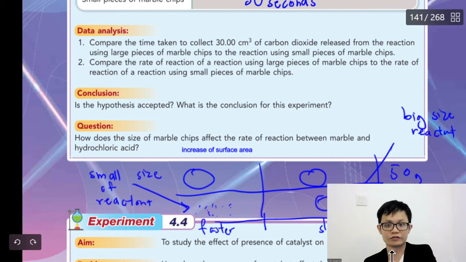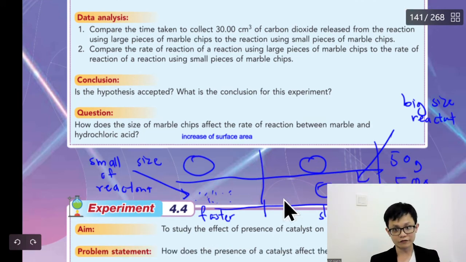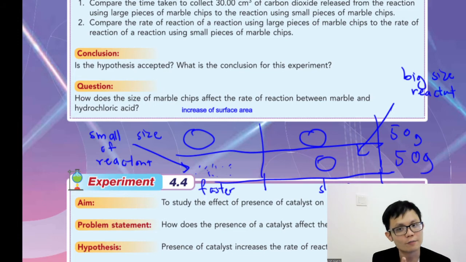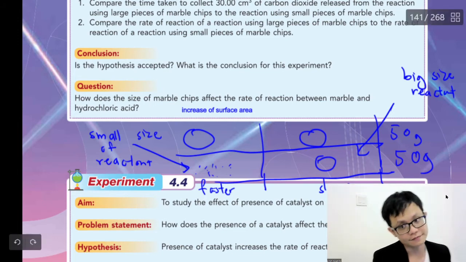So you get what I mean or not? Both are the same, but one is small, one is big. But the smaller one has a faster reaction. The bigger one has a slower rate of reaction. Very good. I hope that I can answer your question.